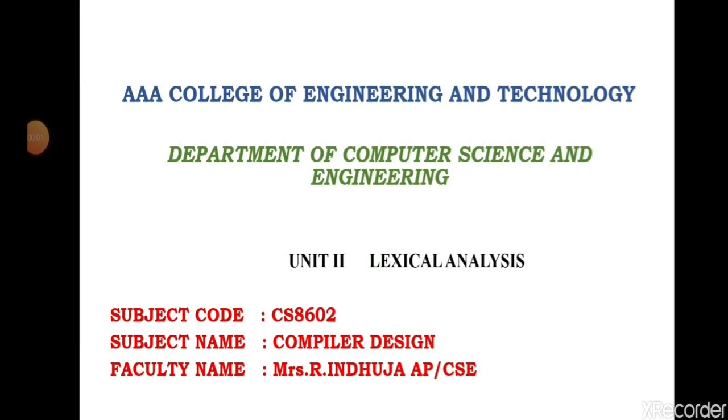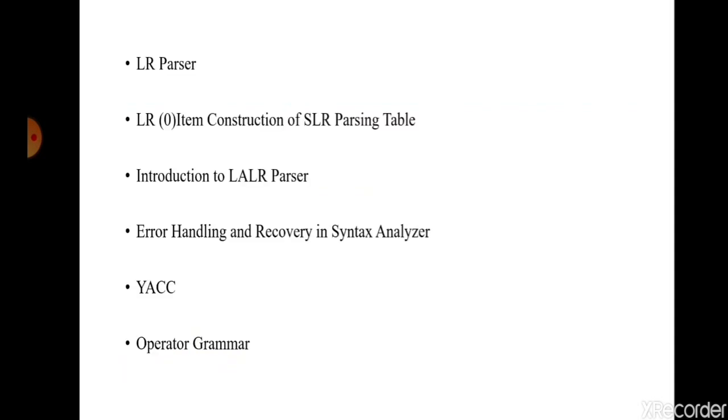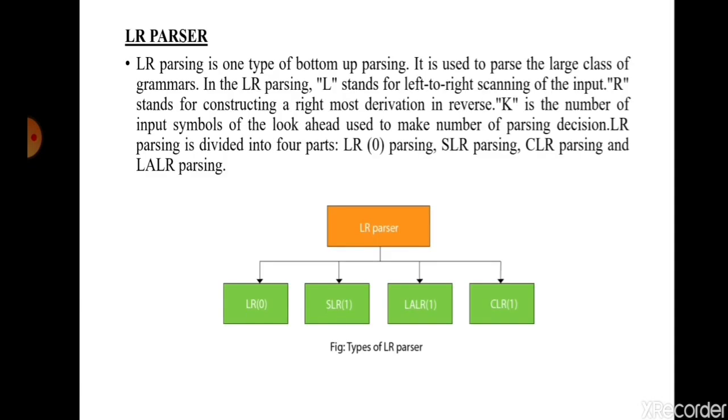I am going to explain briefly about LR parsing, because in the previous video we saw LL parsing. So now we will see what LR parsing is. LR parsing is one type of bottom-up parsing. Bottom-up parsing is nothing but constructing the parse tree from bottom to top, or leaf to root.